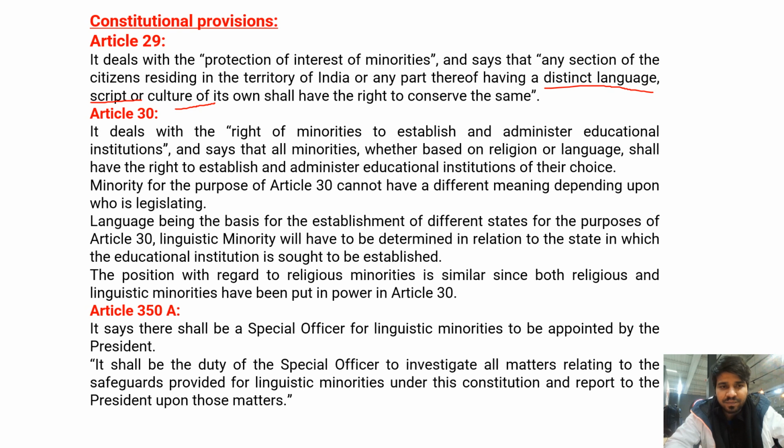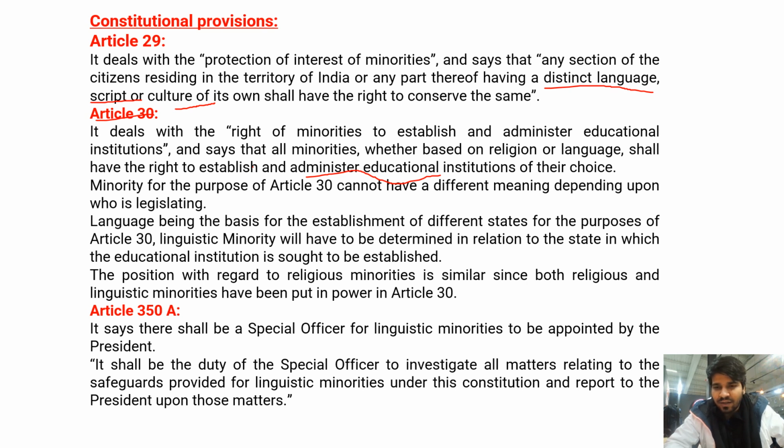Then Article 30. What is Article 30 of Indian Constitution? Article 30 relates to the minorities, either they are linguistic or religious, they have the right of administering and opening their own educational institution, right? So this is something that it says. They can establish and administer educational institution of their choice, right? Okay, so this is something.